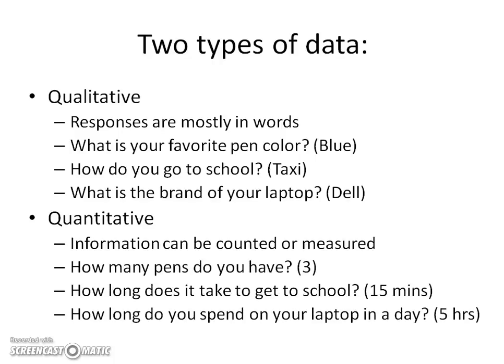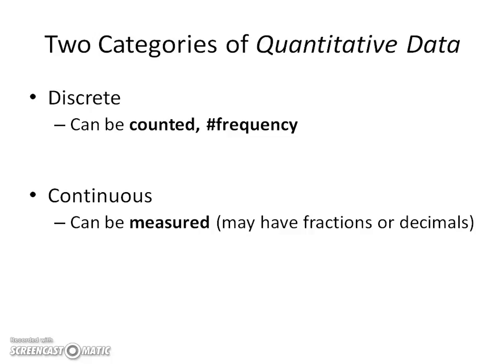Now, some examples of quantitative data. For example, how many pens do you have? So maybe 3, right? How long does it take to get to school? 15 minutes. How long do you spend on your laptop in a day? 5 hours. So all these responses are in numbers, right? So the data that we have, the 3 pens, the 15 minutes, the 5 hours, they are considered as quantitative data. Okay. Now, since this is a math class, we are more interested in the number type of data, or in other words, the quantitative type. So we'll look into it.